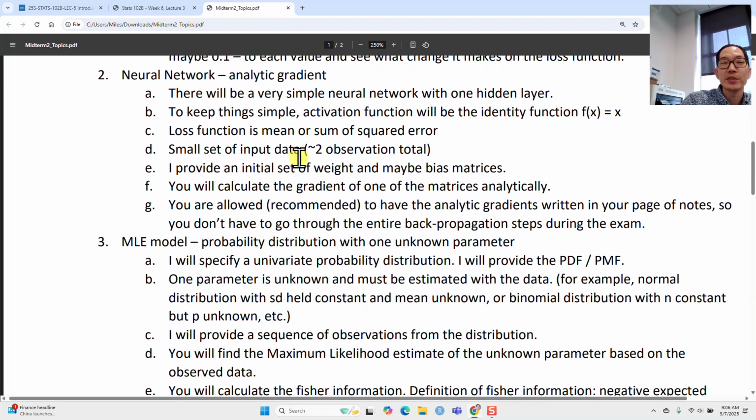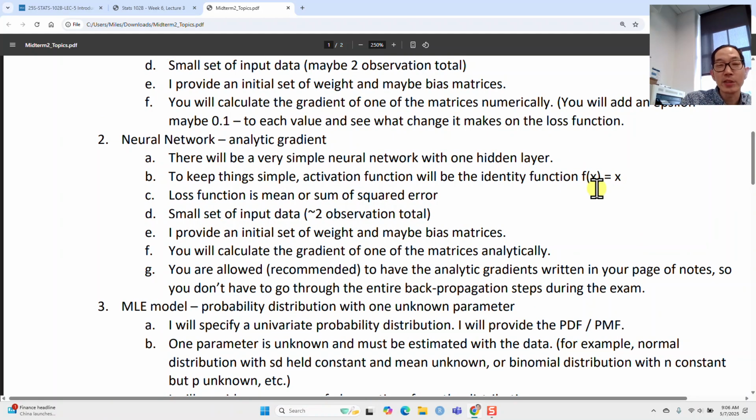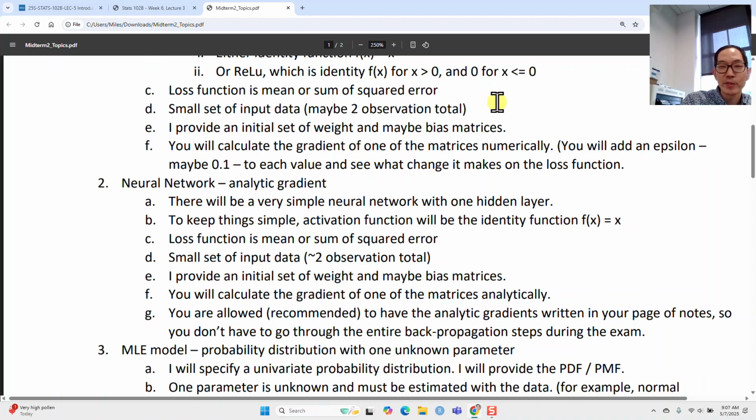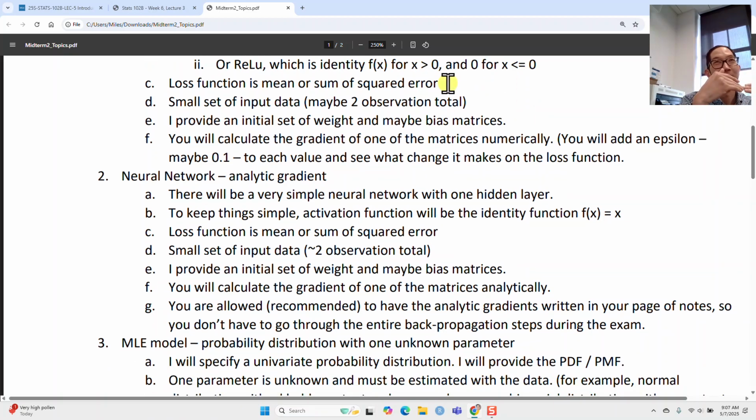Another possibility is for you to calculate the analytic gradient, okay? Again, there'll be a very simple neural network with just one hidden layer. To keep things simple, in this case, the activation function will be the identity function. We won't even have the rectified linear unit, because this makes the derivative a little bit awkward, since it's discontinuous at 0. So the identity function will be our activation function.